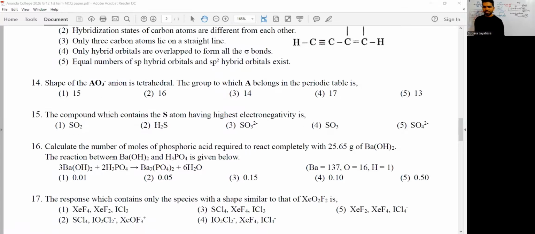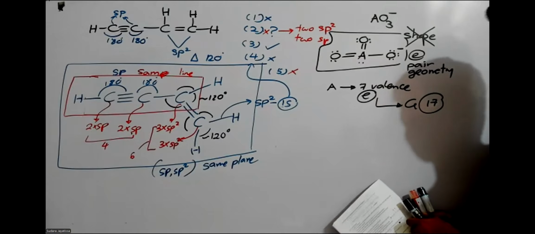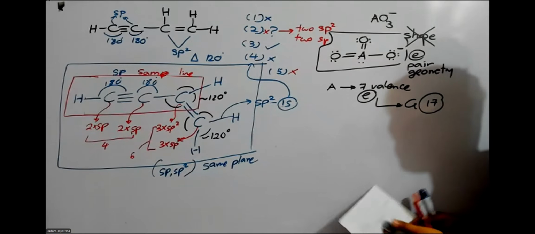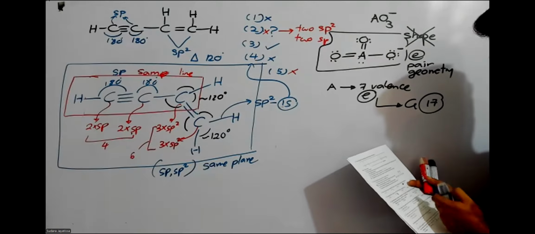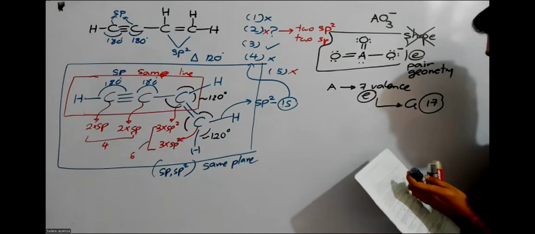Okay, next question, 15. The compound which contains sulfur atom having the highest electronegativity is... Okay, good question. Sulfur with highest electronegativity. Electronegativity of a given element depends on 4 factors: hybridization state or the s character, then charge, oxidation number, and peripheral atom electronegativity. Just to get the idea here, let's draw these 5 molecules.